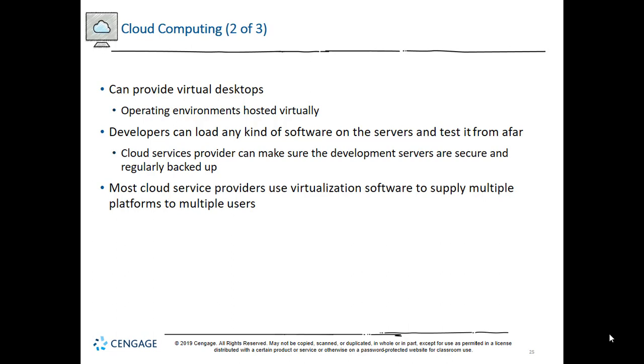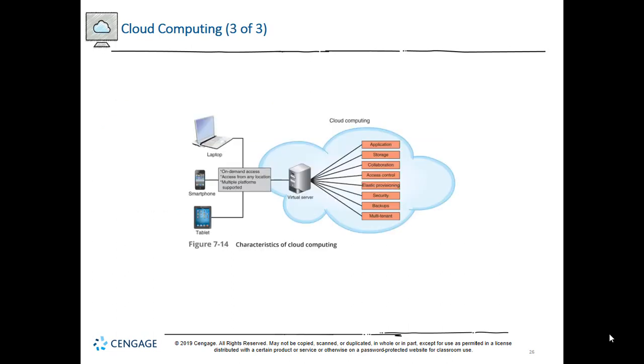Company developers can load any kind of software on the servers, test it from afar, and share its content with distant members of the team. And if additional hard disk space is needed, that resource can be dynamically allocated. It means that the disk space reserved for the software can be increased automatically as the need arises, and then later, when it is no longer needed, that space can be freed up again for other developers.